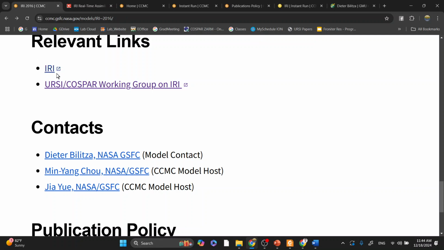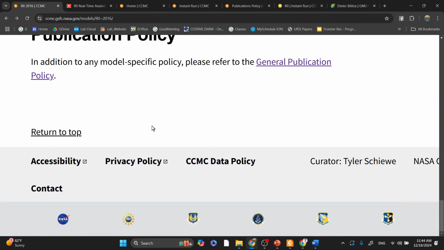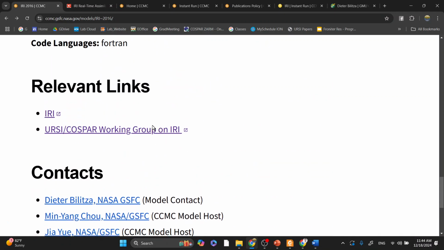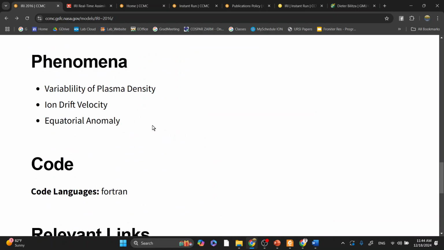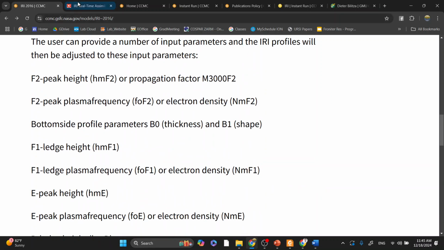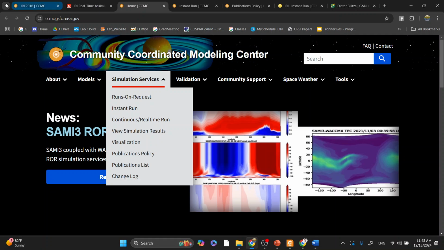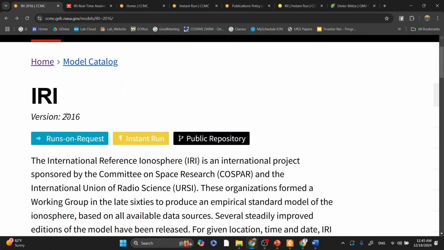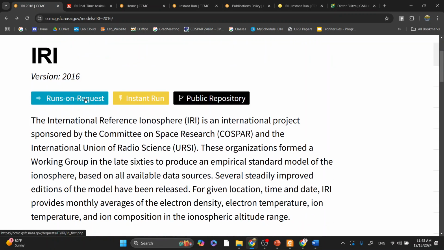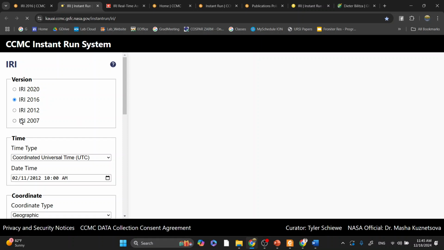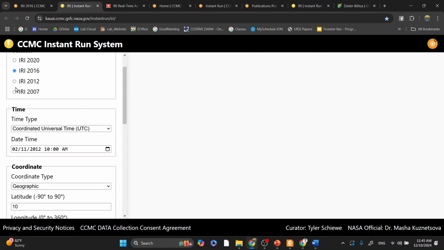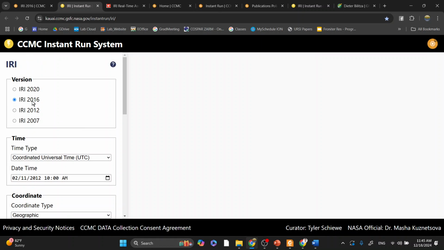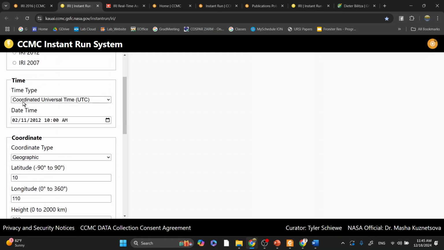So in this version, what else should I look at? So in this picture, you can either run on request or do an instant run. What is the public repository? Maybe the codes. Yeah, that's the code. You can select the version, for example IRI 2016.